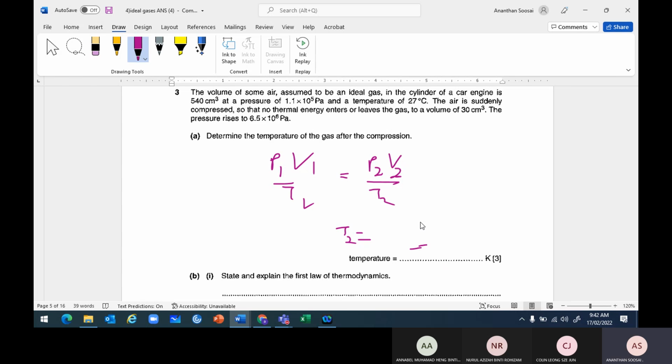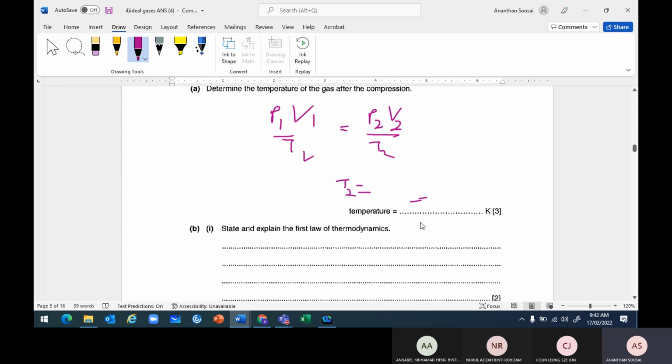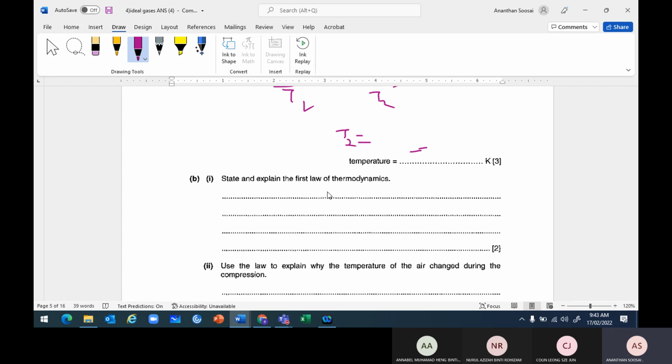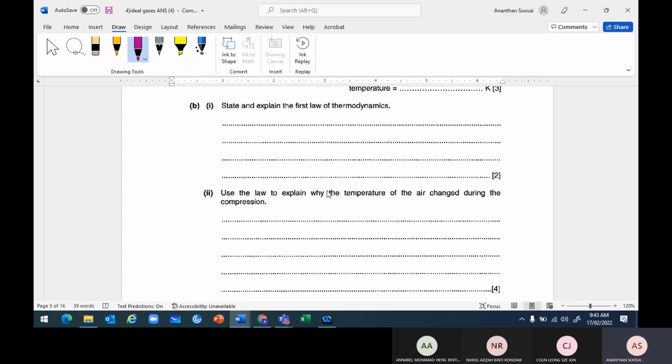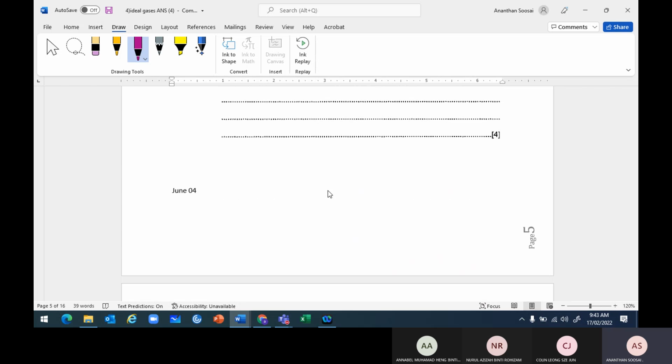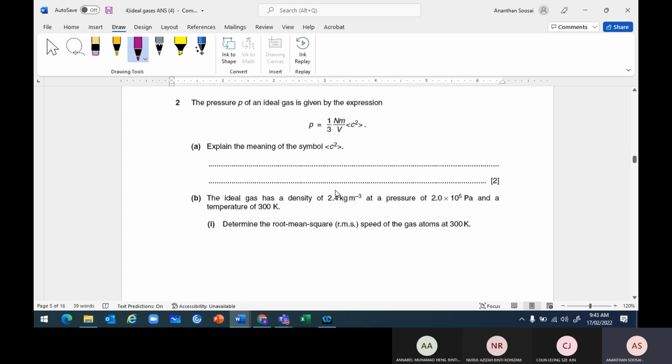Okay, let's continue. More exposure. Part B, first law of thermodynamics is the next topic because, as I told you, the 3 topics are interrelated. So we skip thermodynamics for the time being. In the next topic you get to know what is meant by thermodynamics. Okay, so next question.